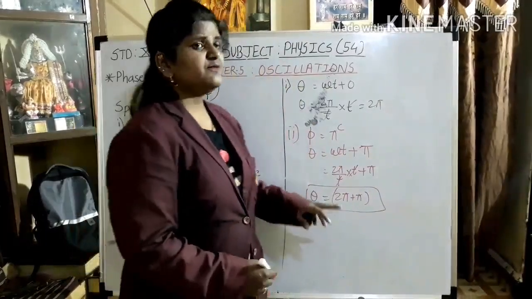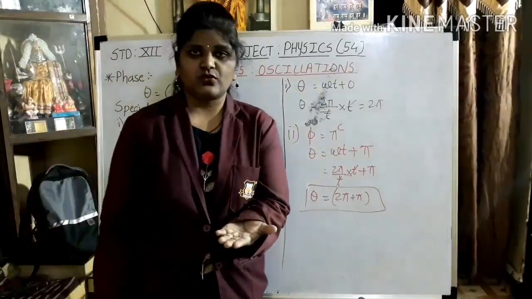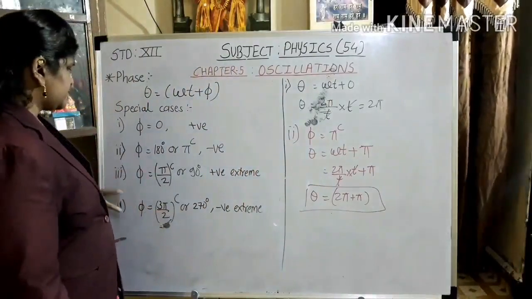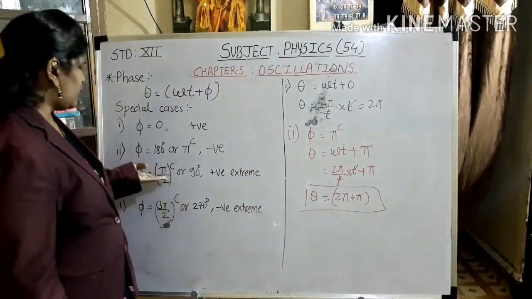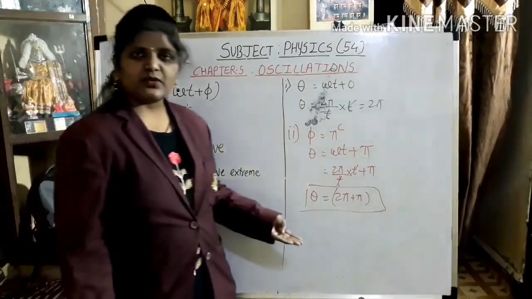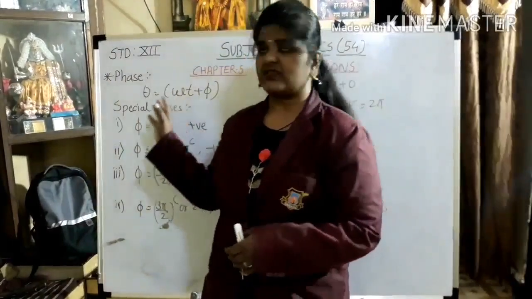In the same way you can find out for both of them. It is homework for you all to find out theta for these both. It will obviously be pi by 2 plus pi, and this will be the next one. So this is all about the phase.